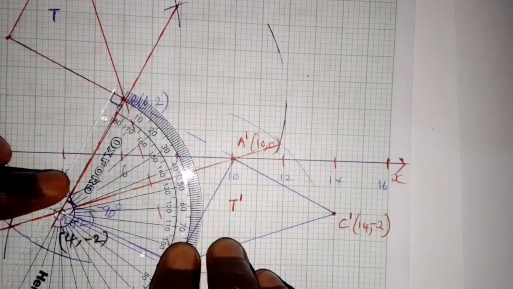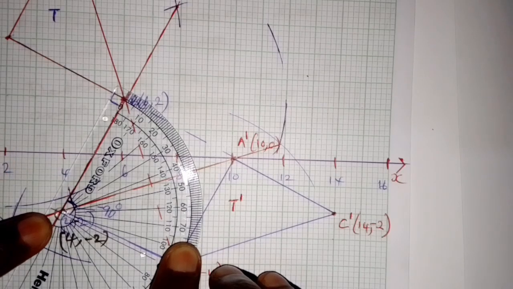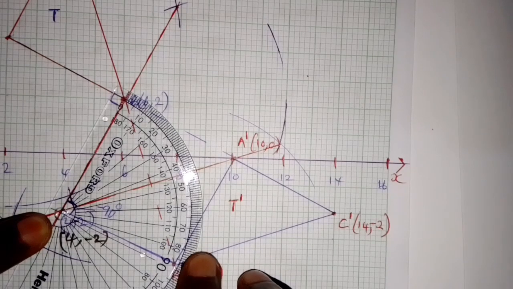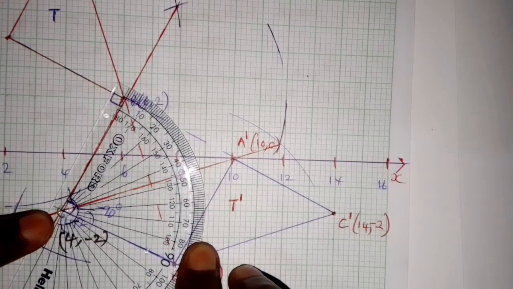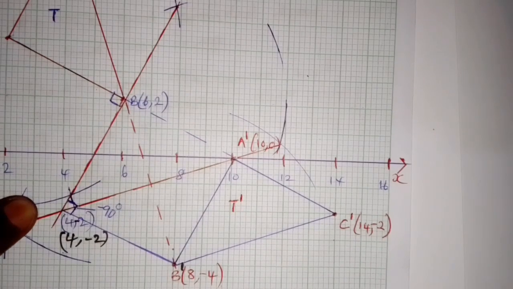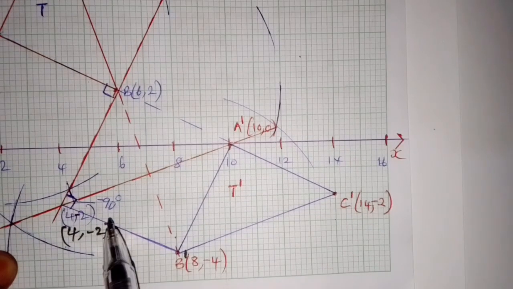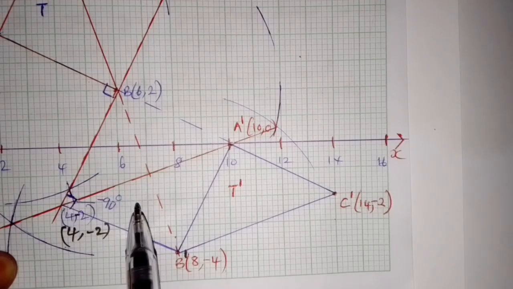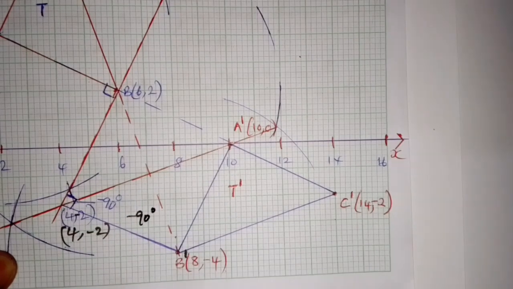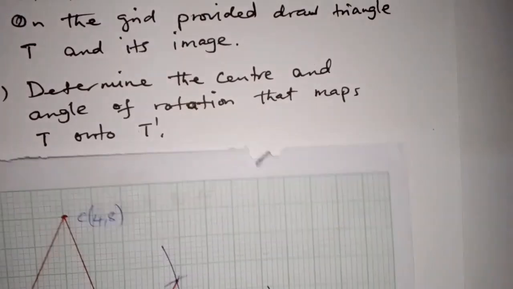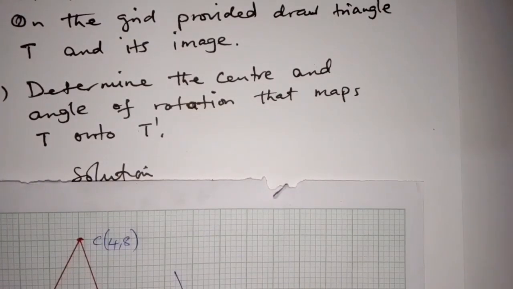This is a rotation that has been done in a clockwise direction, so it is a negative rotation. It is giving us 90 degrees clockwise, and a rotation that is done clockwise is a negative rotation. So it is giving us negative 90 degrees. That is the angle of rotation.